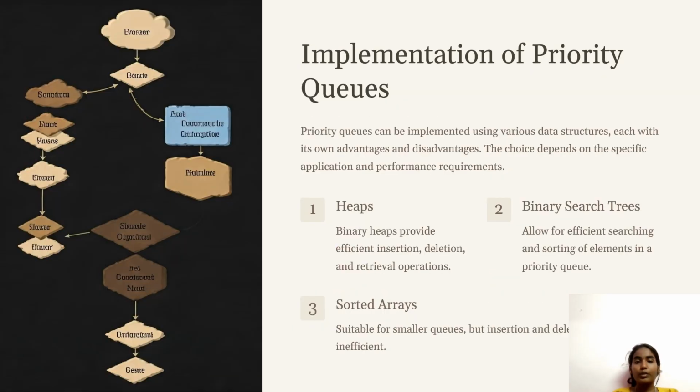Implementation of priority queues. Priority queues can be implemented using various data structures, each with its own advantages and disadvantages. The choice depends on the specific application and performance requirements. Heaps: binary heaps provide efficient insertion, deletion, and retrieval operations. Binary search trees allow for efficient searching and sorting of elements in a priority queue. Sorted arrays are suitable for smaller queues, but insertion and deletion can be inefficient here.